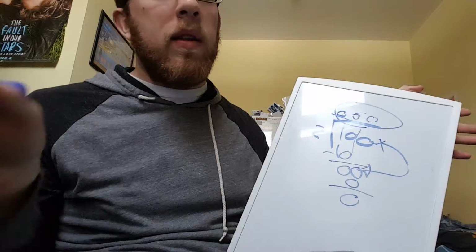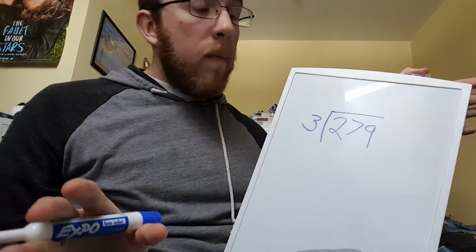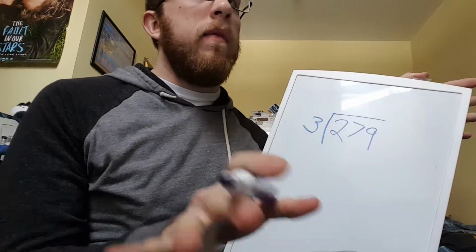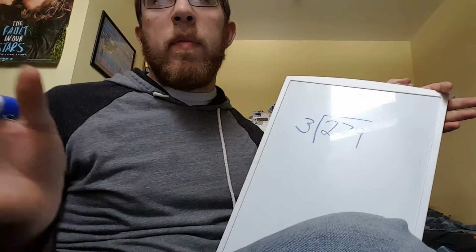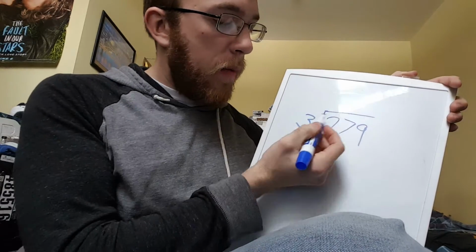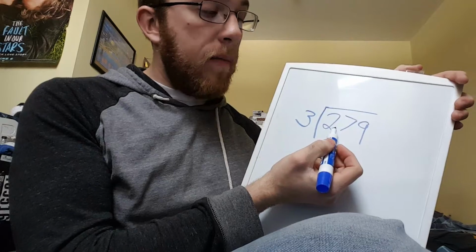Now we're going to go slightly harder and then slightly harder. All right, so 279 divided by 3. I've checked this out to make sure it works. Just treat it the same way. You start with the single digits. How many times does 3 go into 2?